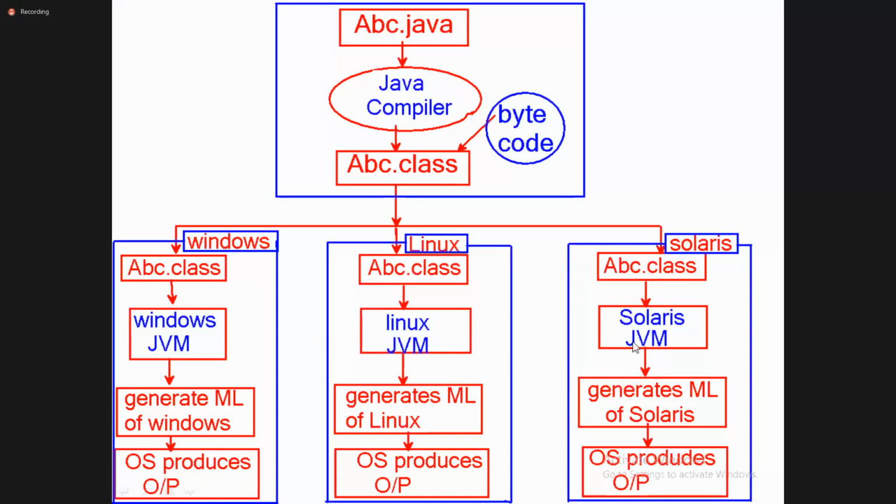We have separate JVM for every operating system. Compiler software is platform independent. JVM is platform dependent. We have separate JVM for every operating system.